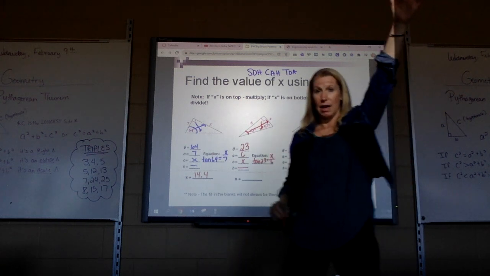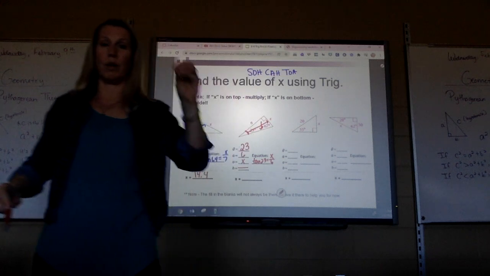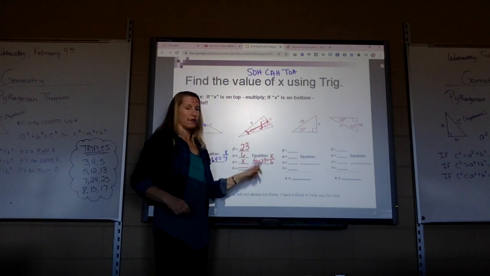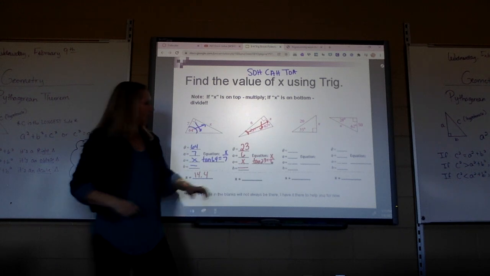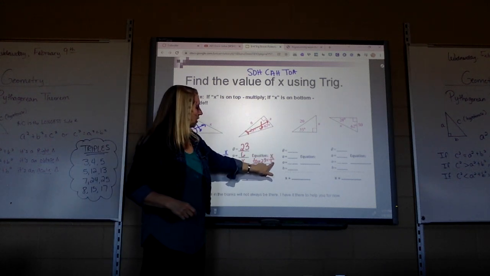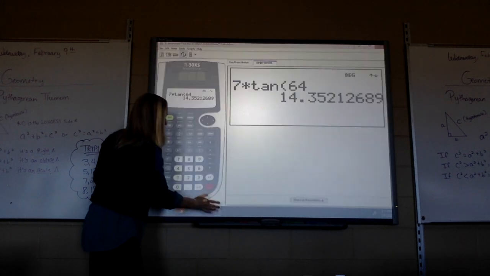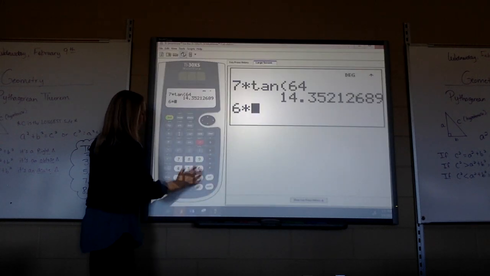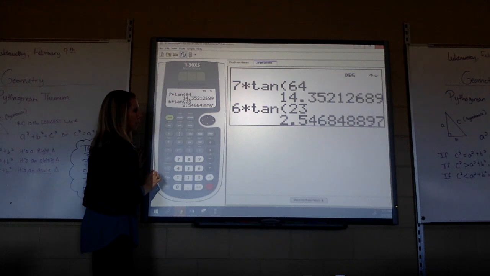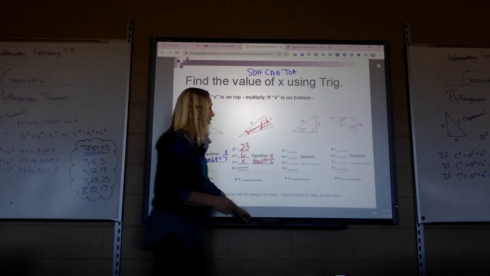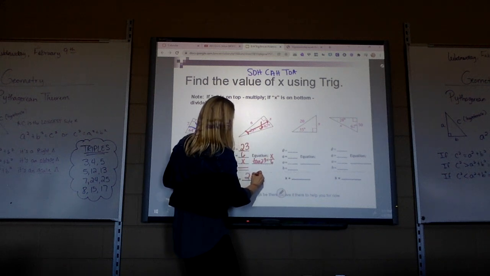x is up high. That means we multiply. Do you remember which button to push first in the calculator? Always start over here by the x, so I start with 6. So 6 times tan 23, and that would be 2.54. So x is 2.5.